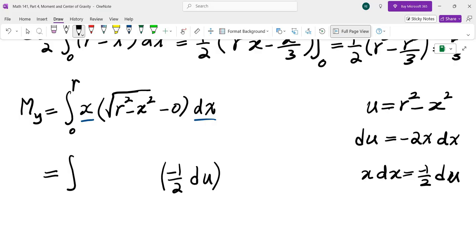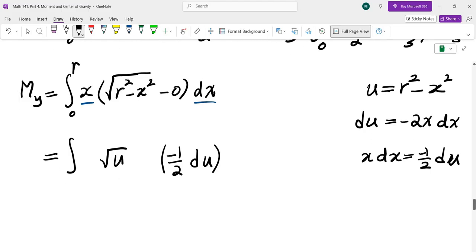And the rest of it is root u, because u is r squared minus x squared. Now, notice that I have to change the limits of integration because I'm going from dx to du. So changing the limits of integration, if x is 0, u is r squared.